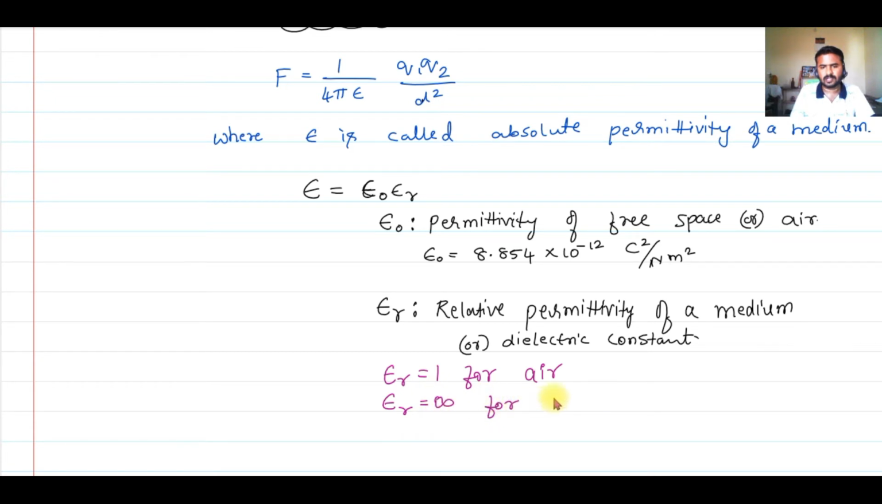What are conductors? Conductors are those which possess free electrons. They can allow the electrical current to pass through them. So epsilon r value is infinity for conductor.